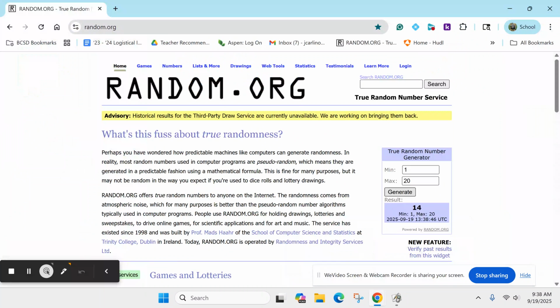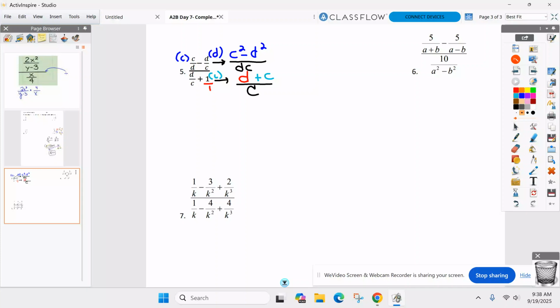All right, where am I going here? Sierra, what do you want me to do with C squared minus D squared over DC? Keep it. What's the division change into? And what do you want me to do with D plus C over C? Yep.